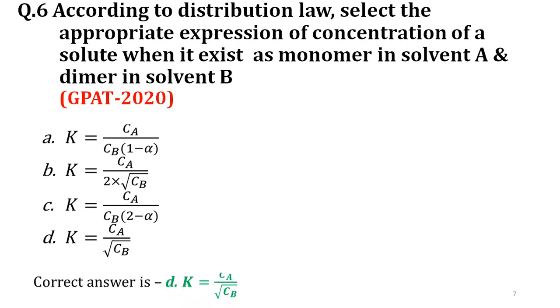The correct option is D, that is K is equal to Ca upon the square root of Cb. So as it forms the dimer, you have to take the square root. If there are three molecules, that is a trimer, then you have to take the cube root, and likewise accordingly. In this equation, alpha is the dissociation constant.